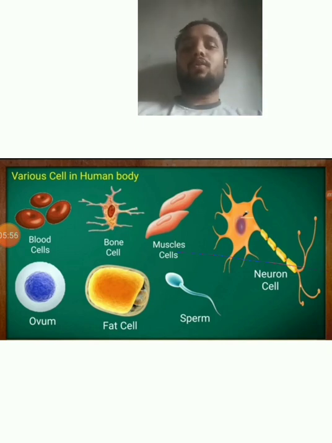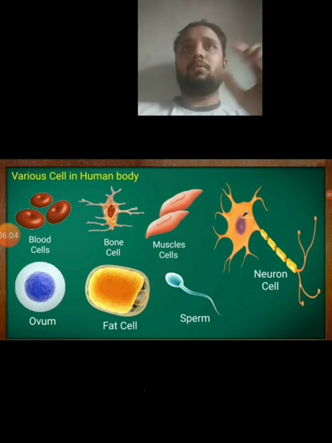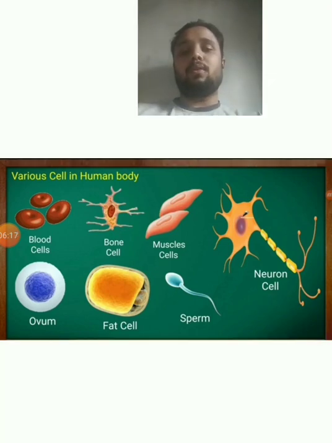Then the ovum, a reproductive cell found only in females. Fat cells are found in fats only; in whichever part of our body there is fat, fat cells are there. Then sperm is also a reproductive cell, found only in the male body.